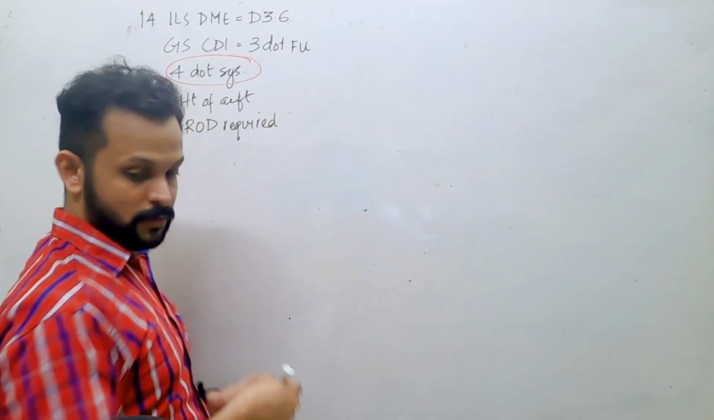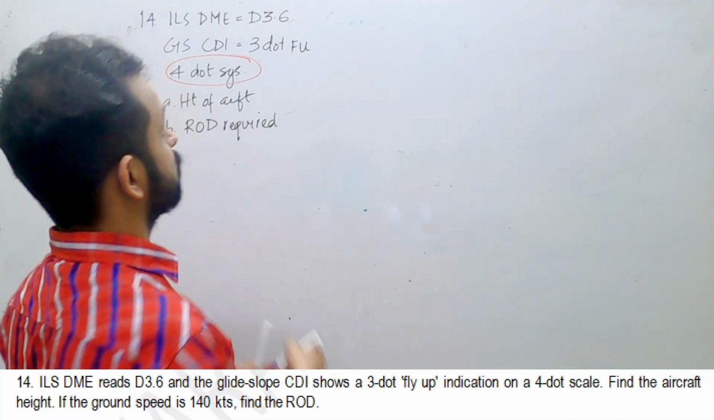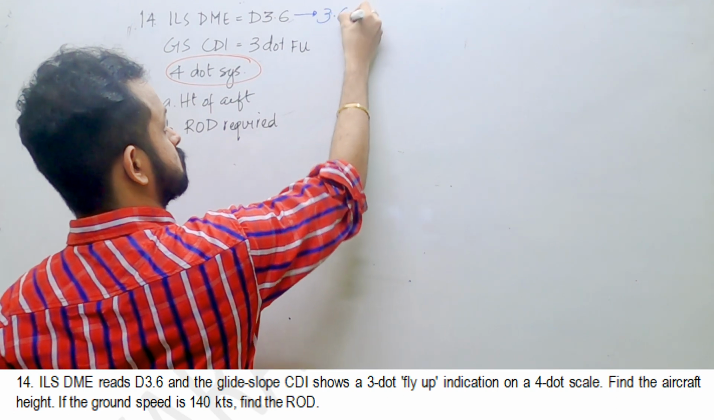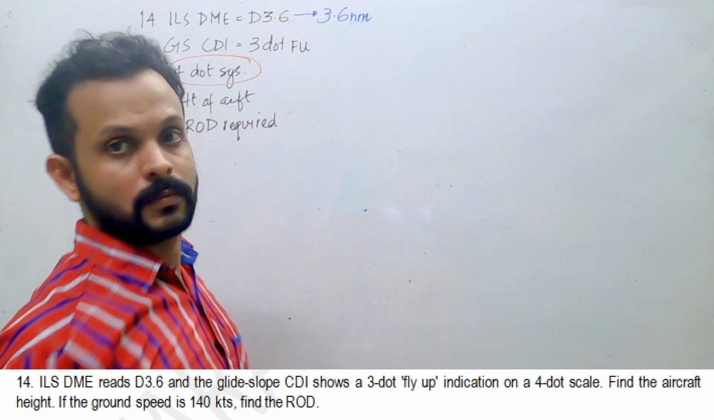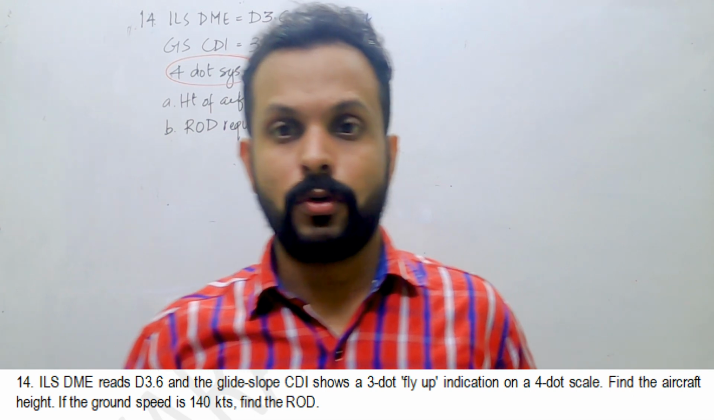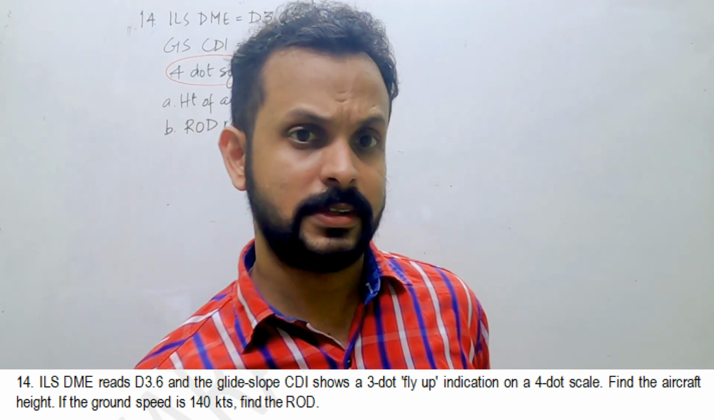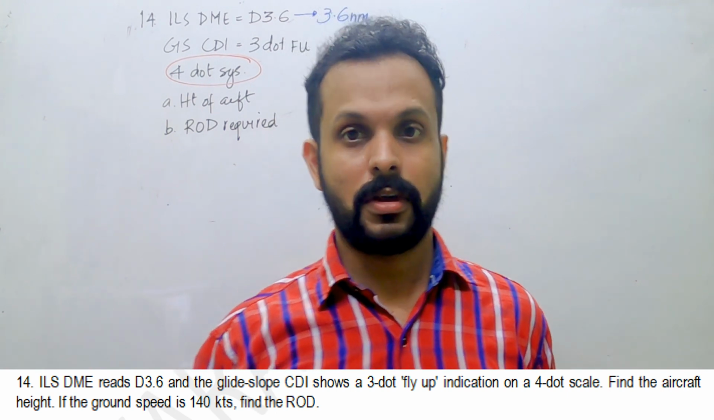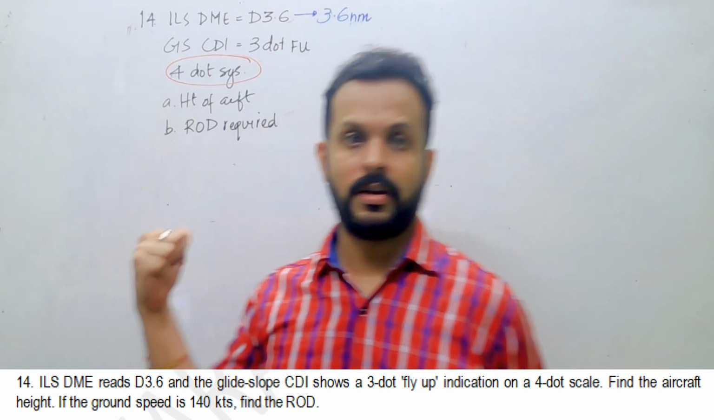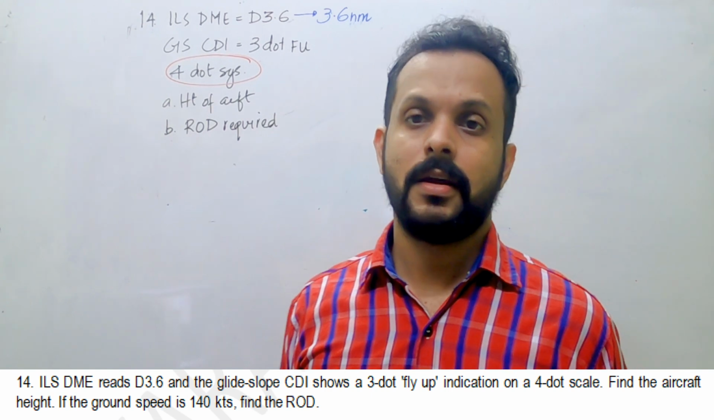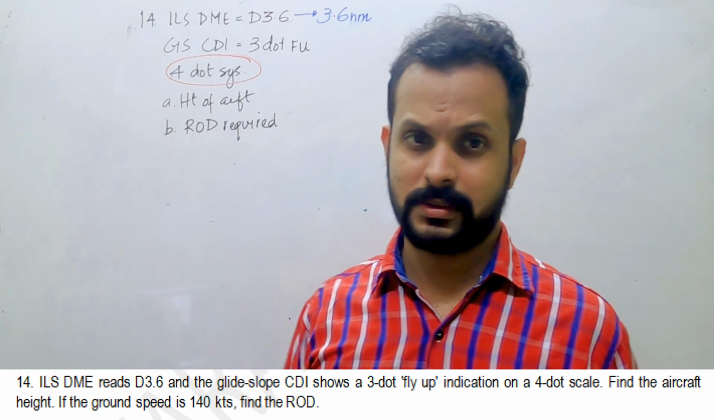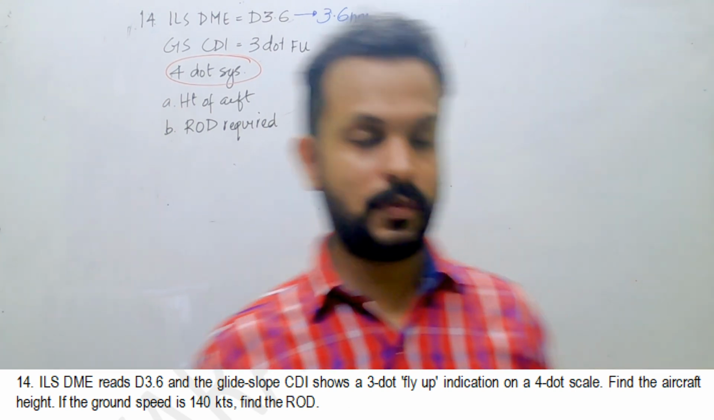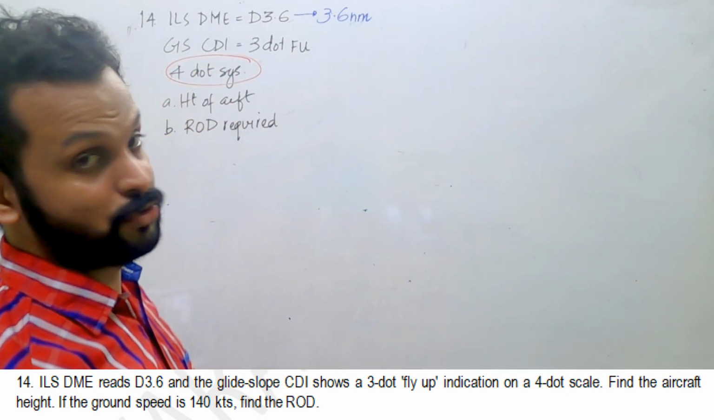So what is the meaning of ILS DME showing D3.6? Its distance is 3.6 nautical miles from the threshold. So what is DME? DME is the distance measuring equipment. We'll talk about DME in secondary radar systems. It's a secondary radar, and we'll talk about that there, but it simply gives you a distance from the DME, more appropriately the slant distance. That is simply the range which you can take.